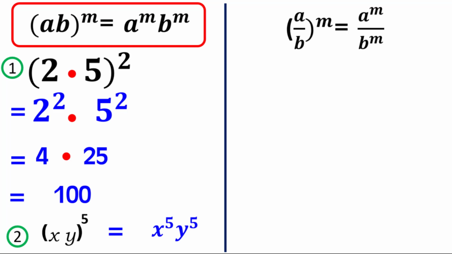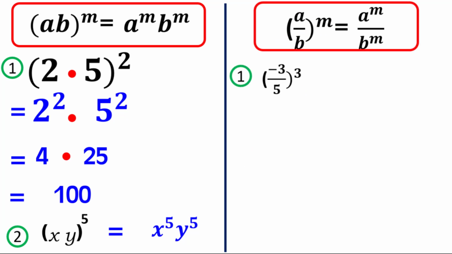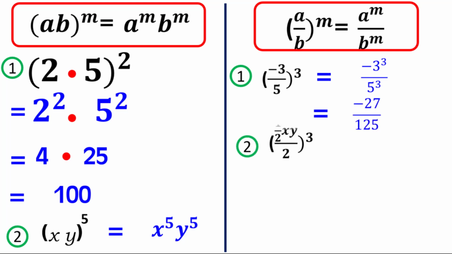Another rule or another law, a over b raised to the power m equals a raised to the power m over b raised to the power m. So this power, which is m, is a power of a and power of b. For example, if we have negative 3 over 5 raised to the power 3, it will be negative 3 raised to the power 3 over 5 cubed. It will be negative 27 over 125.